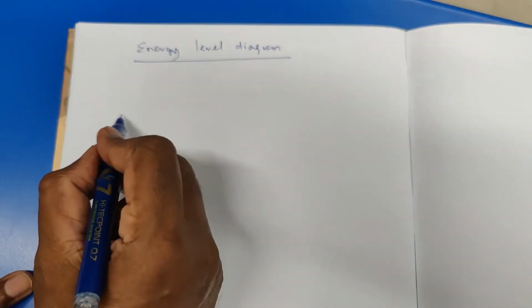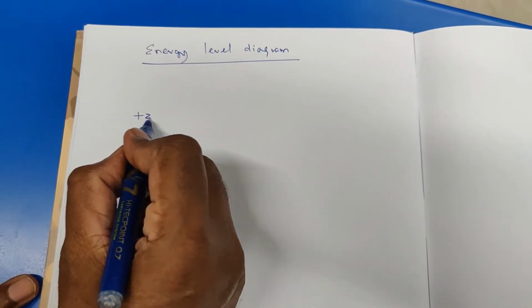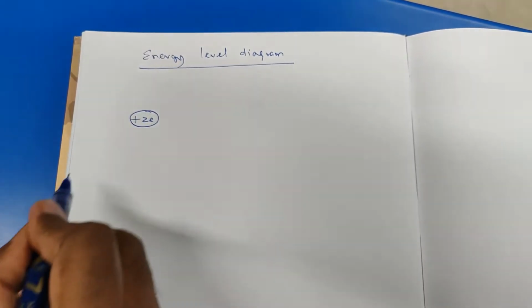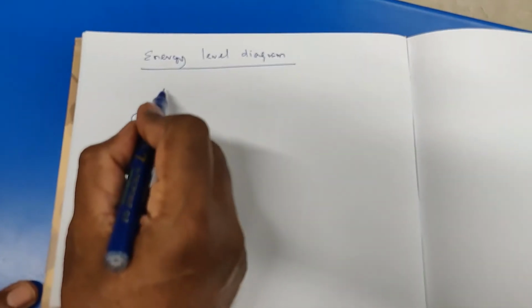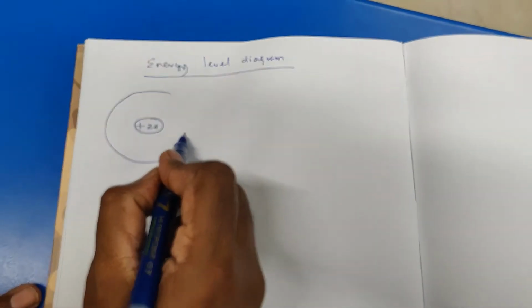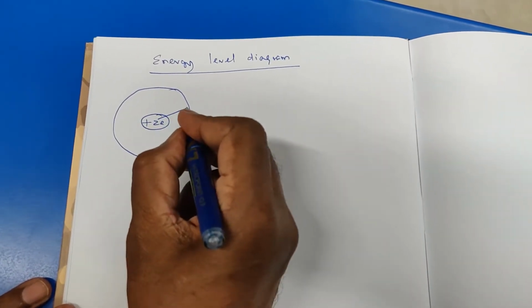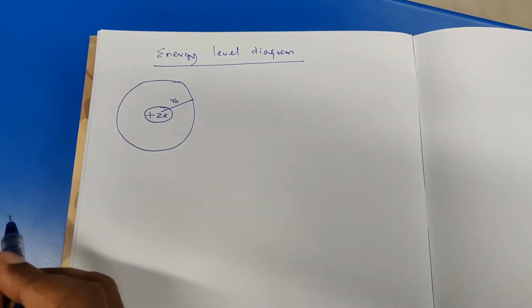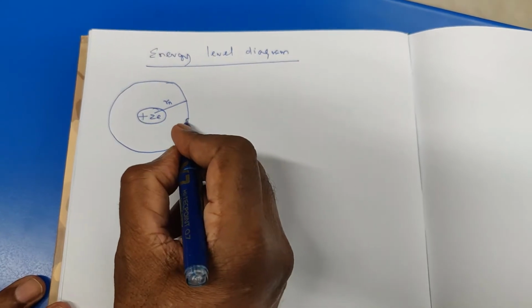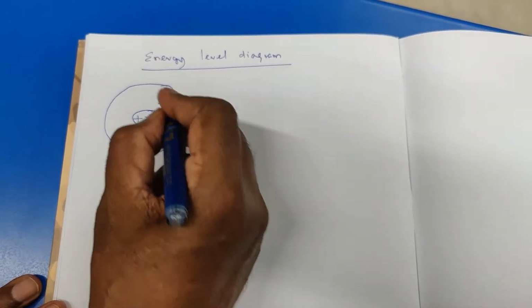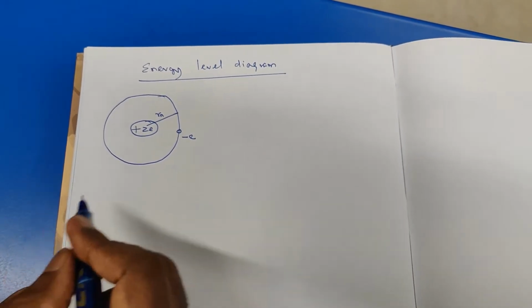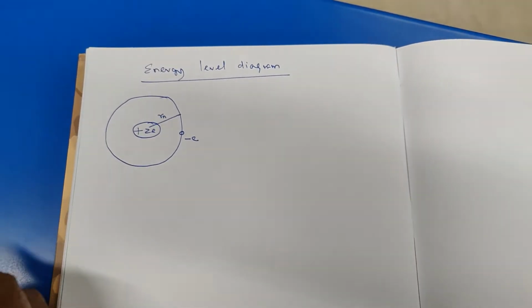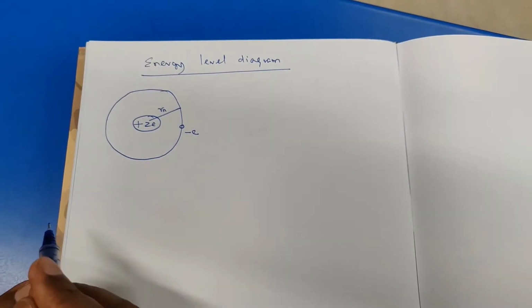This is the nucleus of an atom. It contains Z protons. Atomic number is Z. This is one circular orbit, the nth orbit, Rn is the radius, in which there is an electron which is revolving around this path. Now what is the energy of this electron?